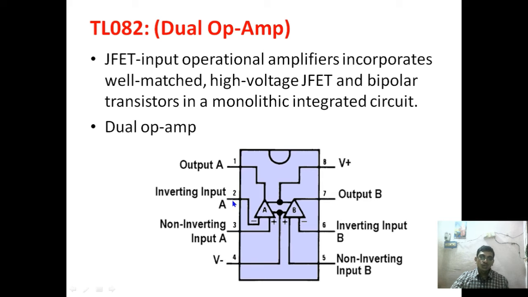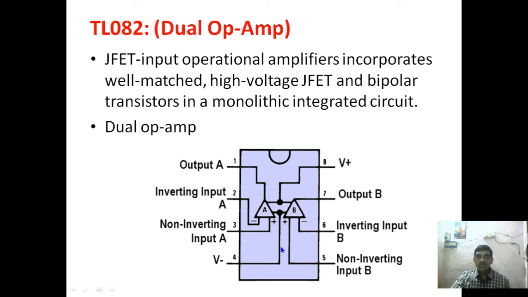For operational amplifier A, pins 2 and 3 are the inputs. Inverting input is 2 and non-inverting input is 3. And the output voltage is taken from pin number 1. For operational amplifier B, the 6th pin is the inverting input terminal, the 5th pin is the non-inverting input terminal, and the 7th pin is the output terminal.